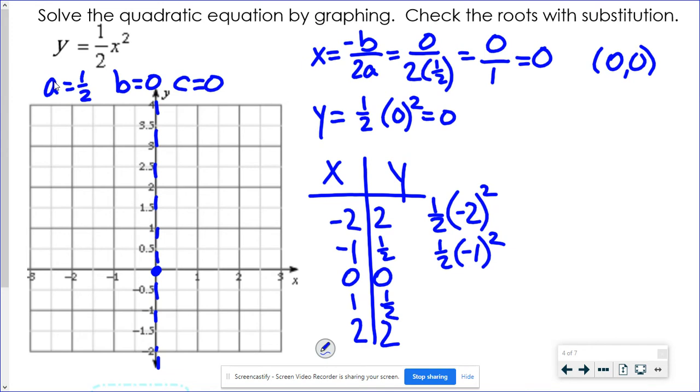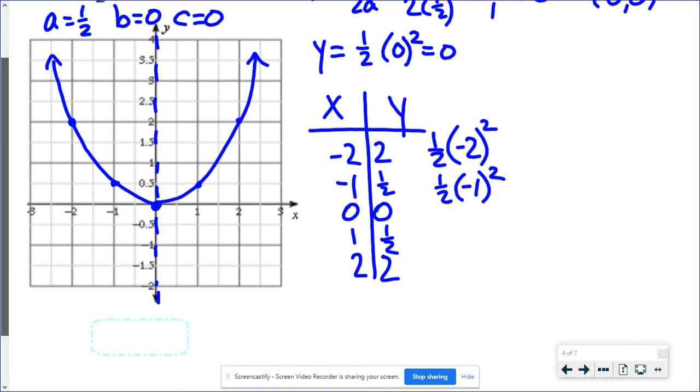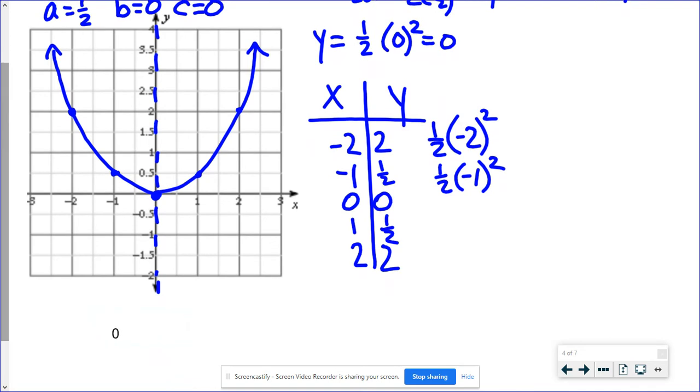So when I graph this, negative 2, 2, now notice that this graph is counting by halves because we knew this was going to happen. Negative 1 is at 1/2, 0, 0, 1/2, and 2 and 2. And again, the solution here is just 0 when x is 0. That's what we're going to get for our answer.